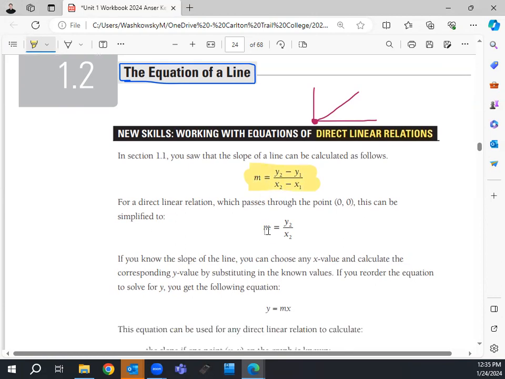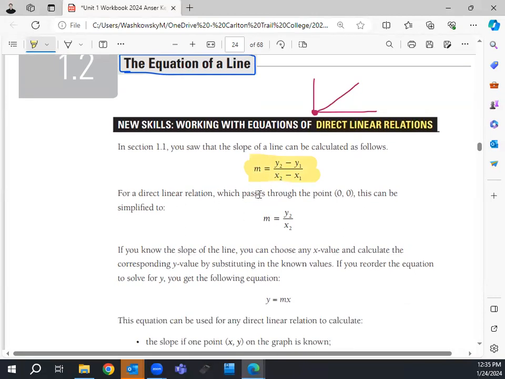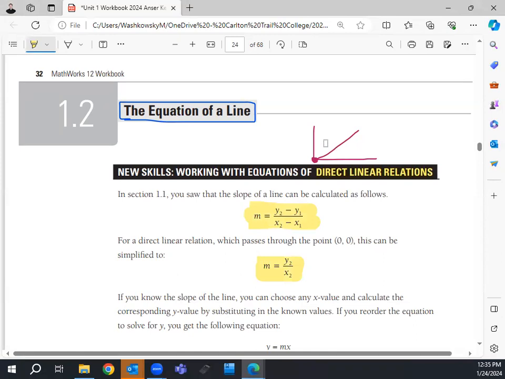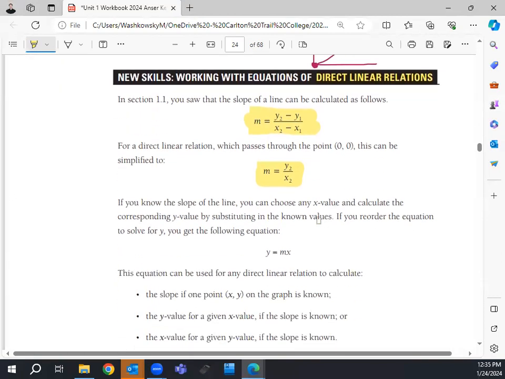But when we have a direct linear relation, we can simplify this to y2 over x2, right? Because it goes up at the same rate. It's your rise over your run. But a really good idea is let's just take 2 points, use this top formula here as just a precaution here. So we're going to be introducing you to a new formula.